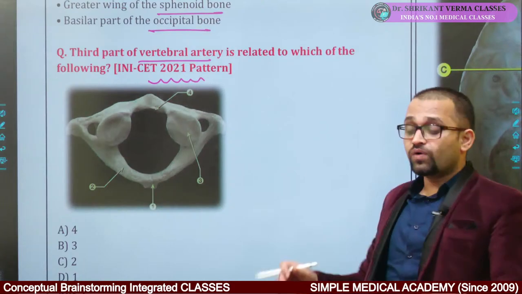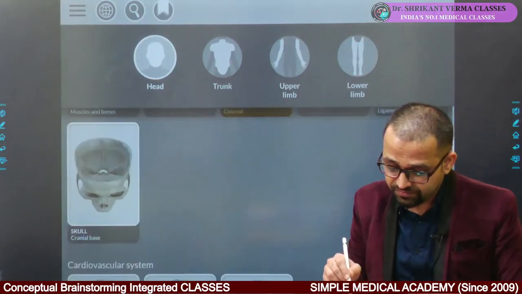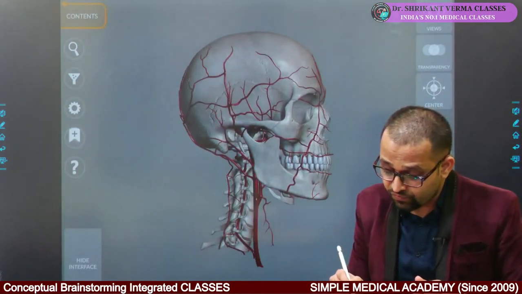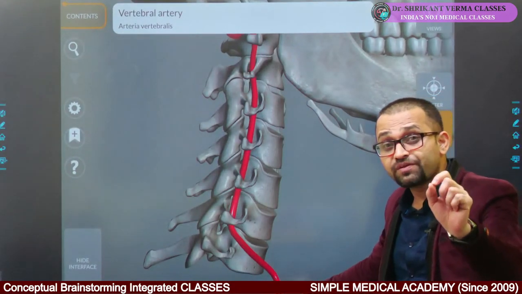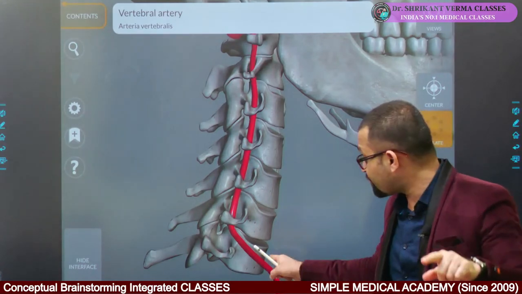I will teach you the vertebral artery. Yes, see here with the proper three dimensional orientation. You can see this is our vertebral artery. Yes sir, it is the branch of the subclavian artery. What are the branches of the subclavian artery? Formula is VITCD. Vertebral artery is the first branch.